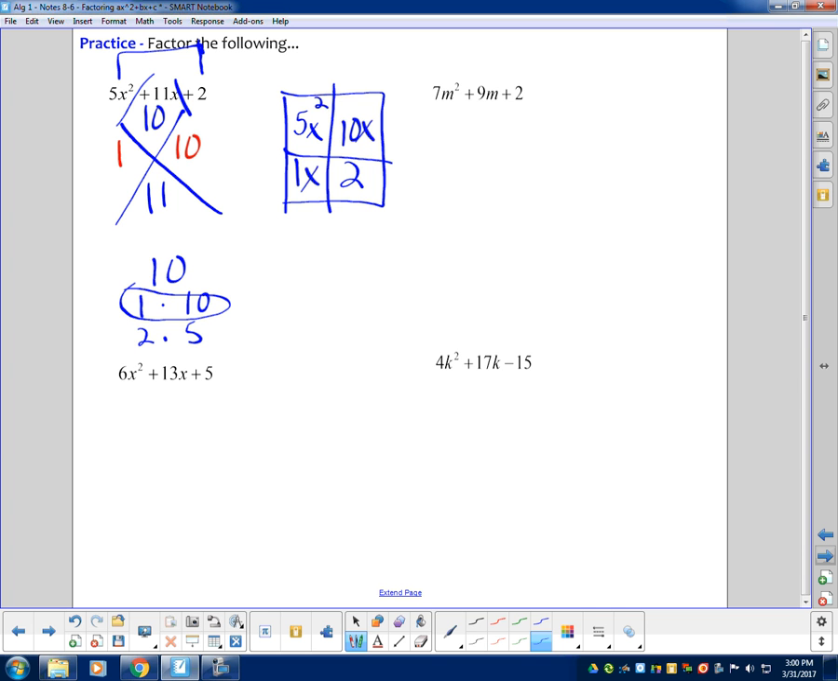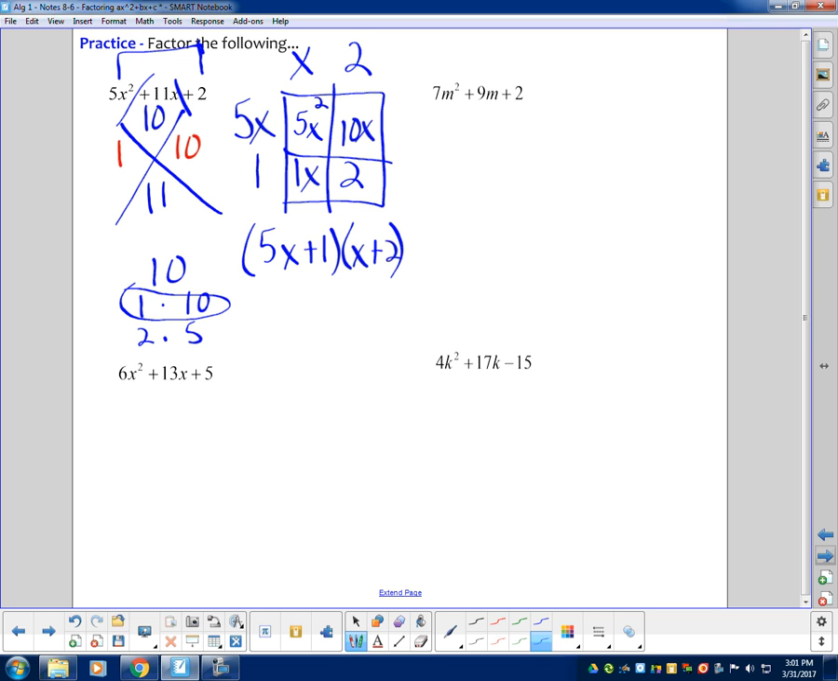Then I take and find the GCF of each row and each column. GCF of the first row is 5x. The GCF of the second row is another one, kind of like the previous one. The greatest common factor between 1 and 2 is just 1. Then let's go ahead and find the greatest common factor of the first column, going up and down here. We have a 5x squared and a 1x. GCF is x. Second column, the 10x and 2, the GCF is 2. It's the biggest number that divides into each of those without any remainder. So my factors are 5x plus 1 and x plus 2.